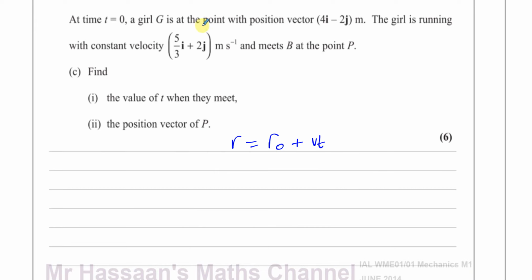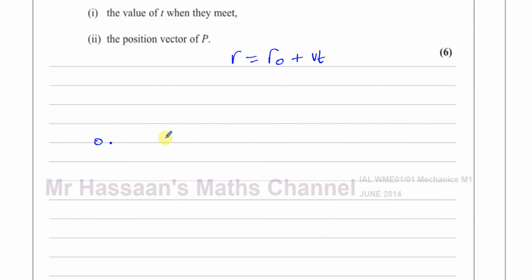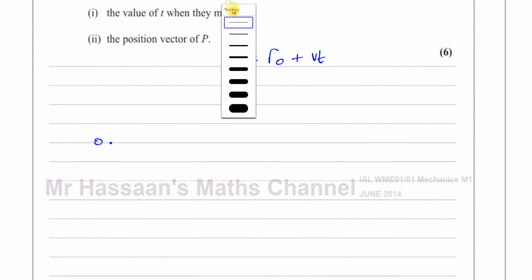Right? So if this girl starts off at this position vector, that means at time equals 0, her position in relation to the origin is 4i minus 2j. That does not tell us the direction in which she's going, it just tells us where she is at time equals 0. So if this was the origin, the girl would be at 4i minus 2j, somewhere over here. I'll just draw it like this.